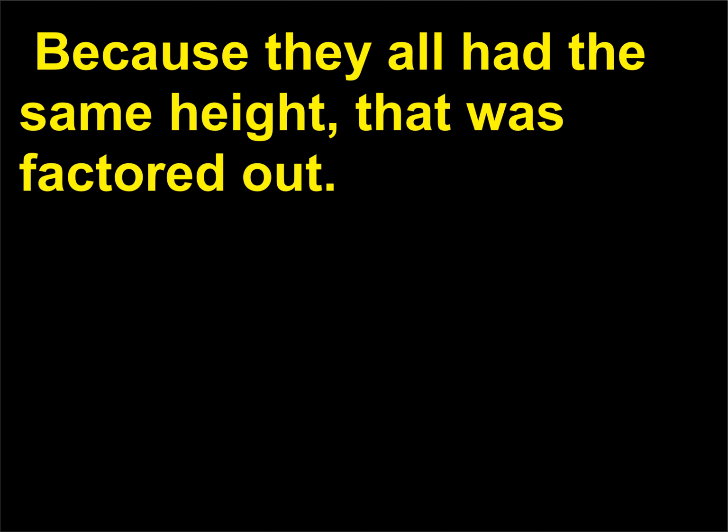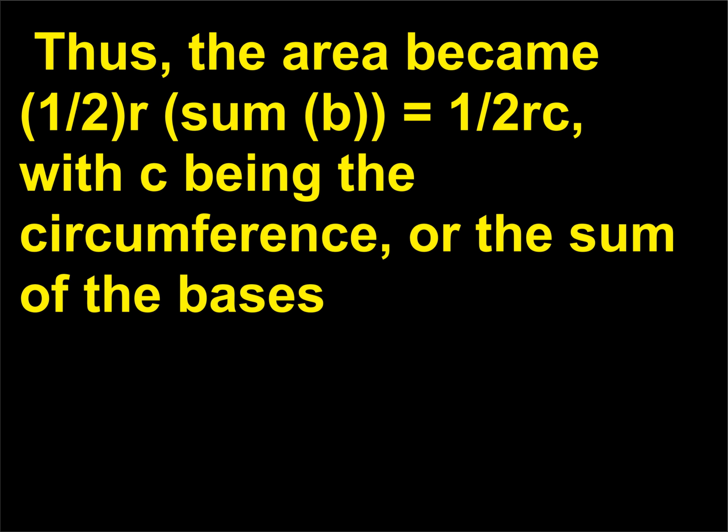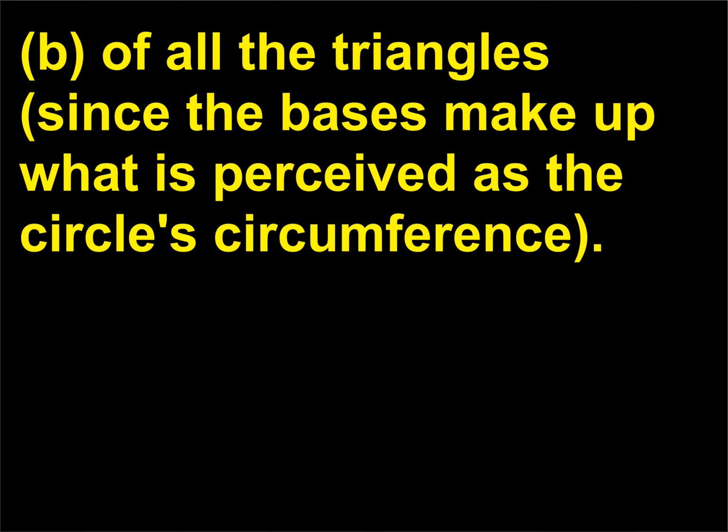Because they all had the same height, that was factored out. Thus, the area became 1/2 r sum b equals 1/2 rc, with c being the circumference, or the sum of the bases b of all the triangles, since the bases make up what is perceived as the circle's circumference.